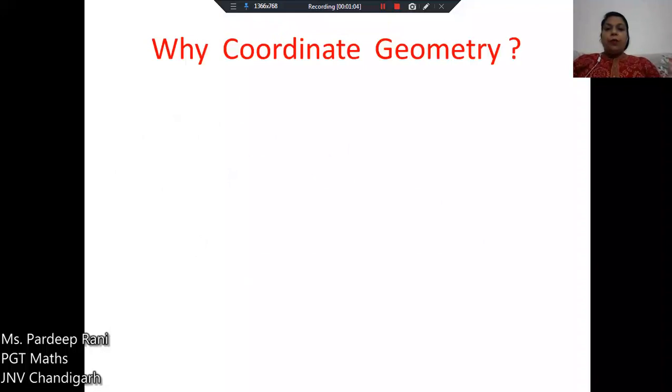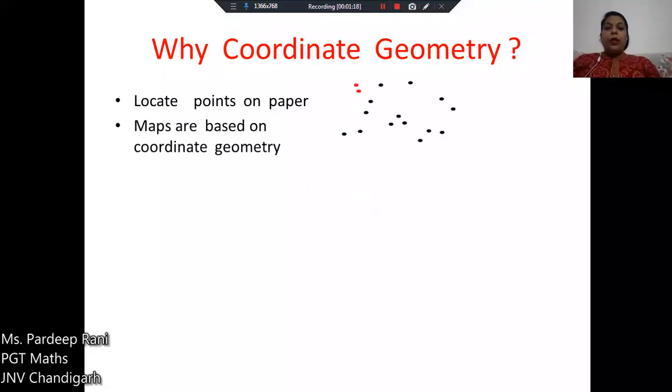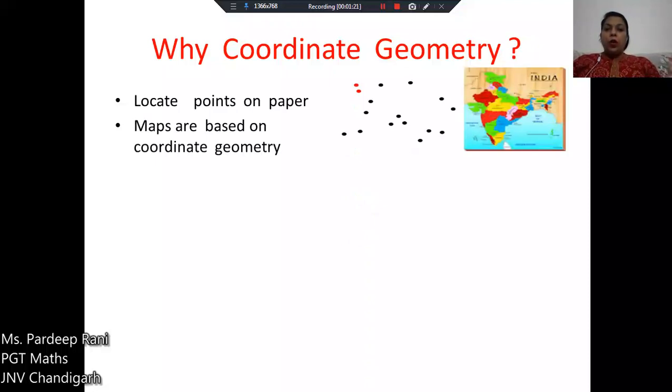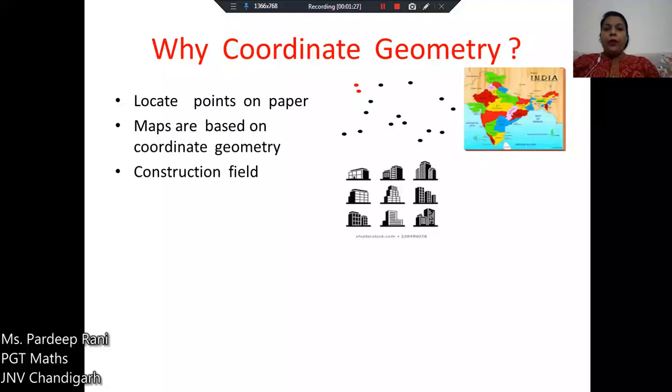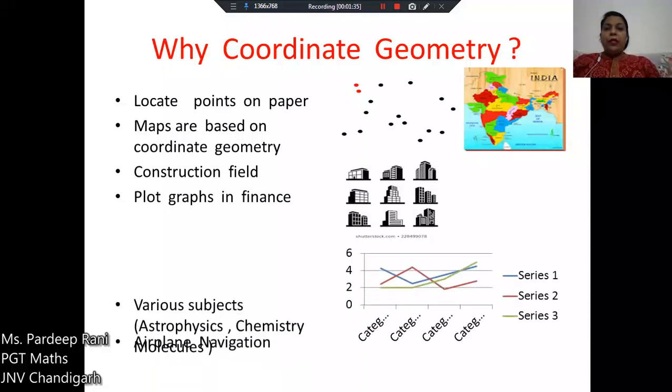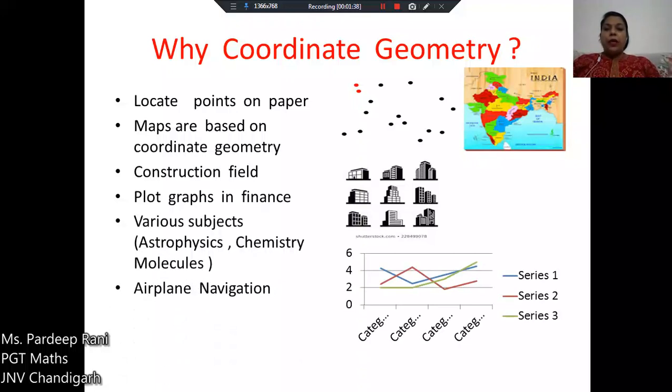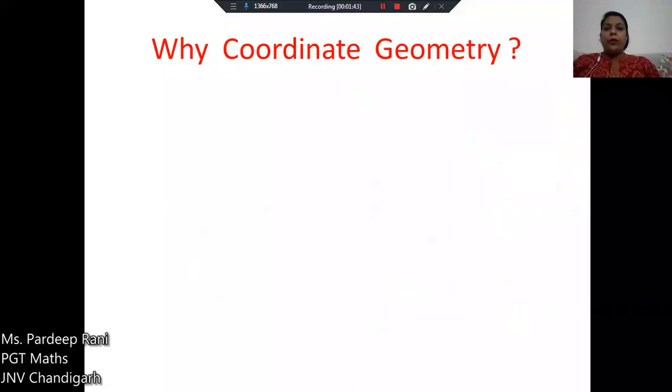First of all, in this chapter, we come to know about the need of coordinate geometry, that is, why coordinate geometry? To locate the points on the paper. Next, maps are also based on coordinate geometry. The construction field also requires coordinate geometry. In the finance sector, to draw graphs, we need coordinate geometry. Various subjects like astrophysics, chemistry, molecules, aeroplane navigation, coordinate geometry is required.